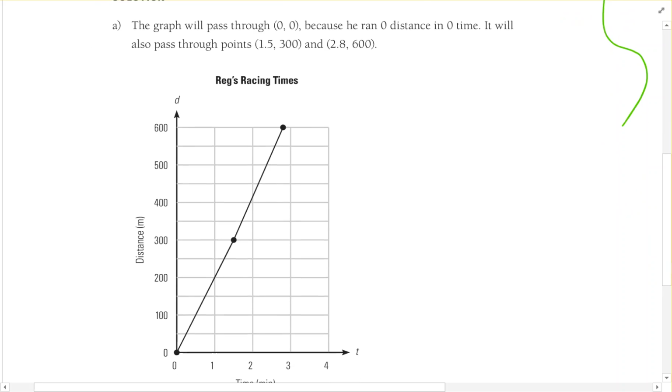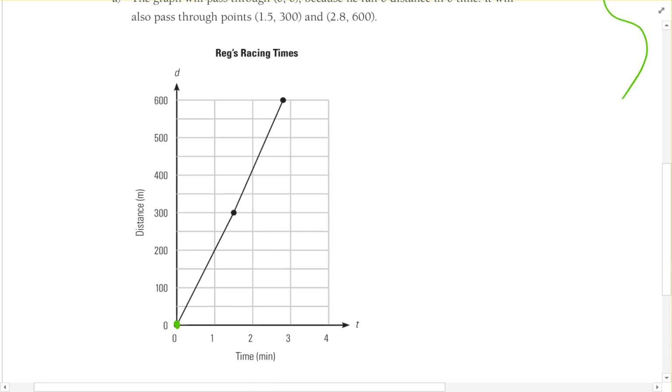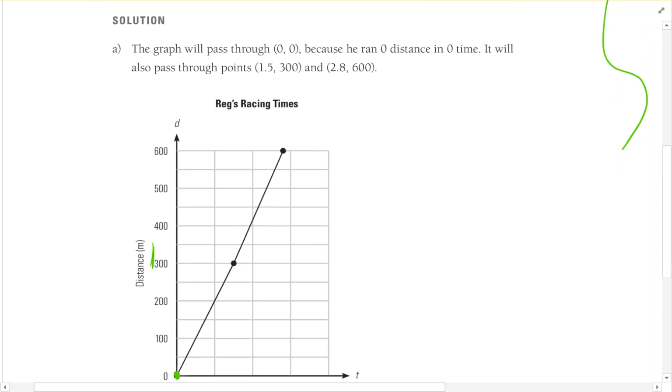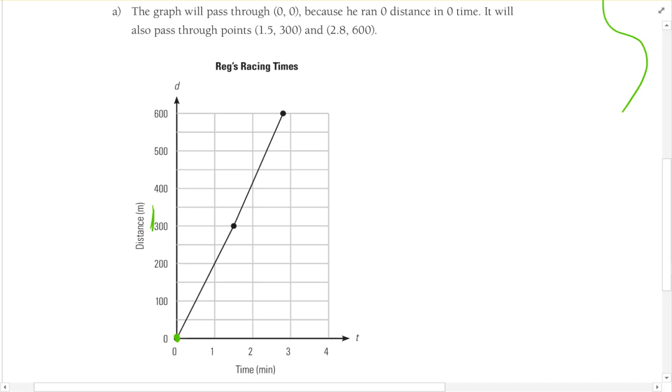So here's the solution. We're just showing that the graph would start from 0, 0 to begin with, because at time 0, he would have gone 0 meters. So it would go from there, and then it would also pass through 1.5, so that's right there. And then he's at 300, so that's that one. And then 2.8, we just had to approximate where 2.8 was, and that would be at 600.